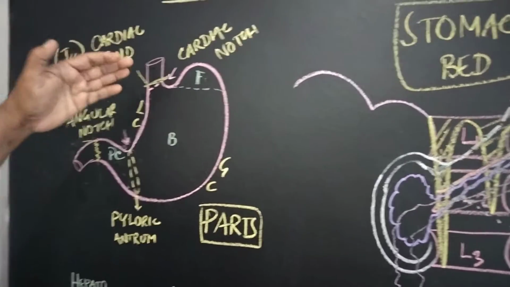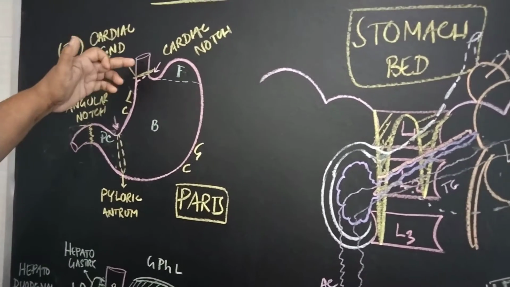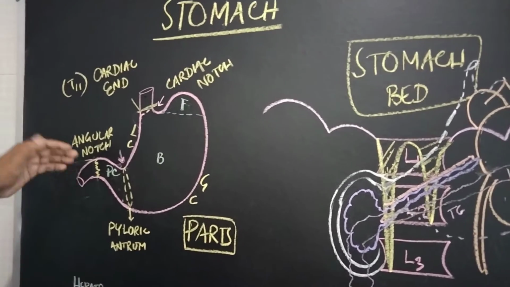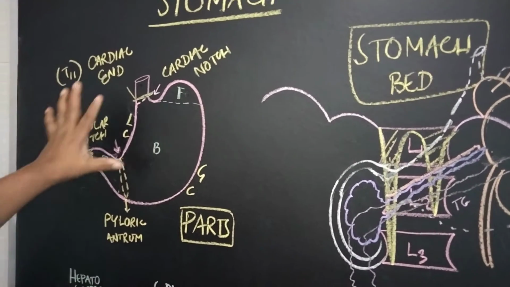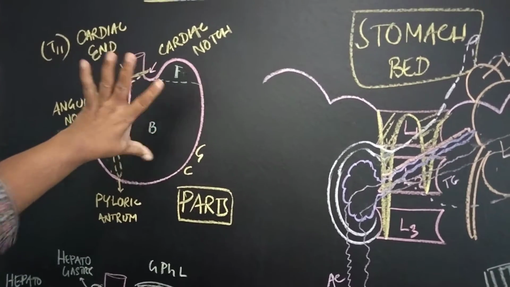Okay. So cardiac end, pyloric end, fundus, body, pyloric canal. This is the abdominal part of the esophagus. This is the first part of the duodenum, continuing as the second part of the duodenum. So these are the parts of the stomach, which will be asked during a practical examination.